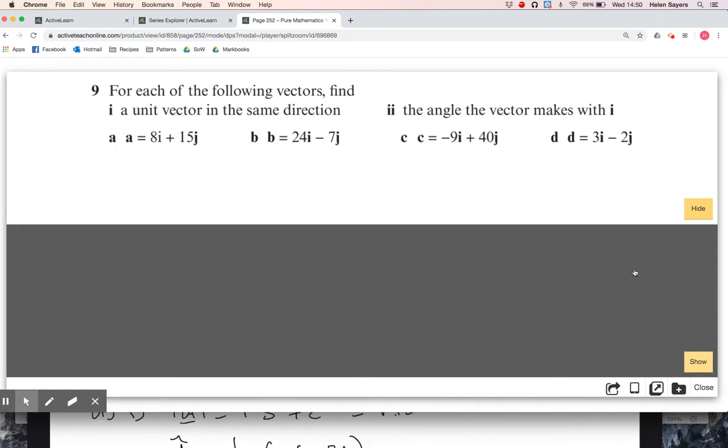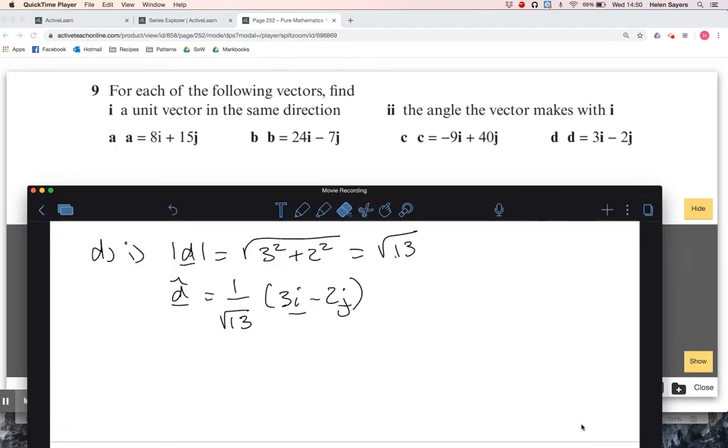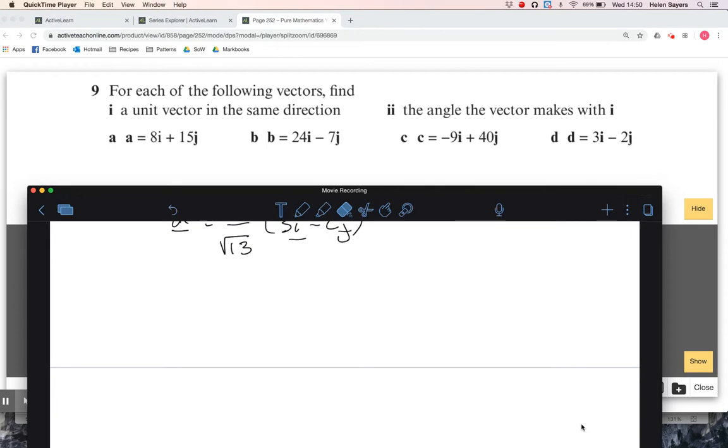Okay, so then the angle. So again, we'll sketch out the first one, but then we'll just quickly do the working for the rest of it. So now we're looking at part 2, and what do we want? We want the angle it makes with i. So again, let's just sketch out vector A. So vector A is going 8 to the right and 15 up.